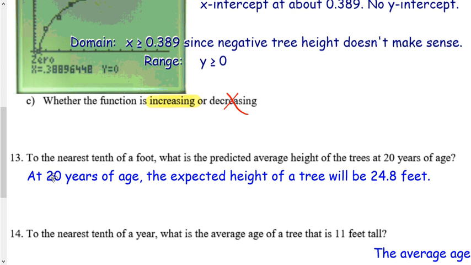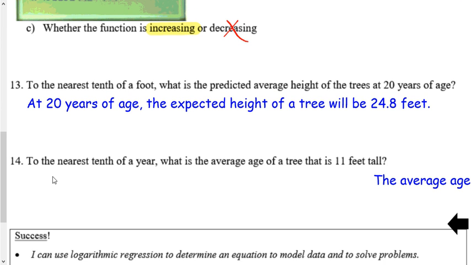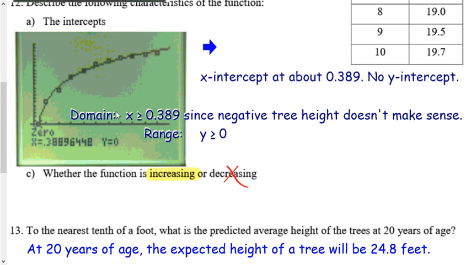Then as we finish off looking at question 14: to the nearest tenth of a year, what is the average age of a tree that is 11 feet tall? So now what we want to do, and I don't think I have a graph here, so I'm just going to do a rough sketch of what we'd be looking at. Well, maybe I can do it on the grid above here. So as I look at this, I would want to draw a line. And I don't know what my scale is here, but let's just pretend this line is, we'll undo.